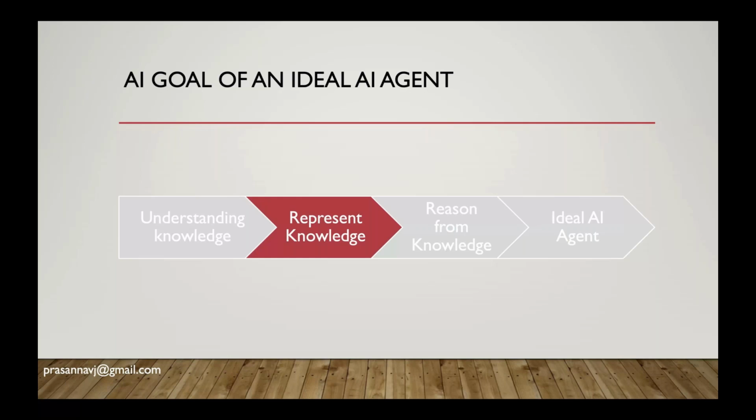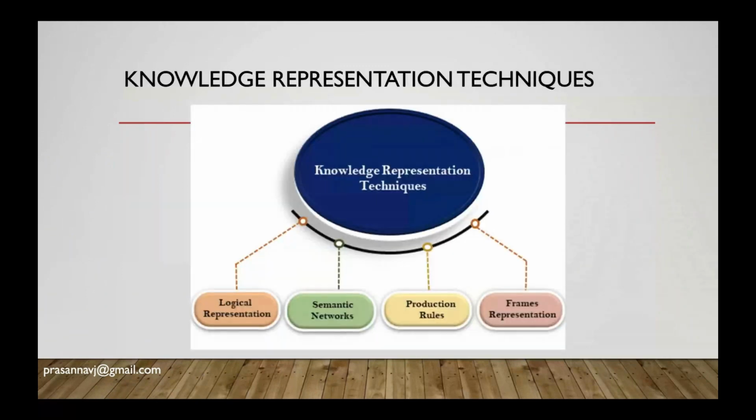There are four different approaches whereby knowledge can be derived. And the next question is, how do we represent the knowledge? There are four different approaches: a logical representation, a semantic network based representation, a production rules based representation, and a frames based representation. These are the knowledge representations we are talking about.